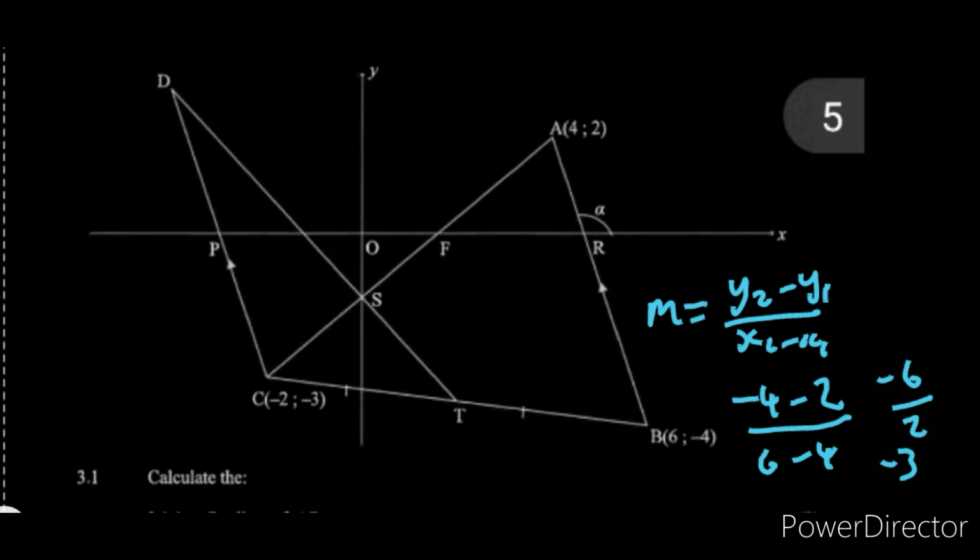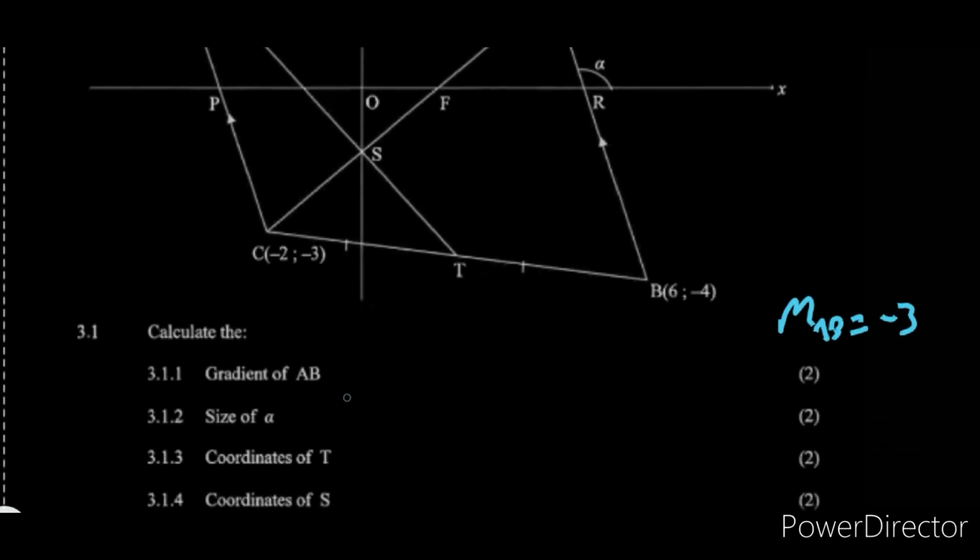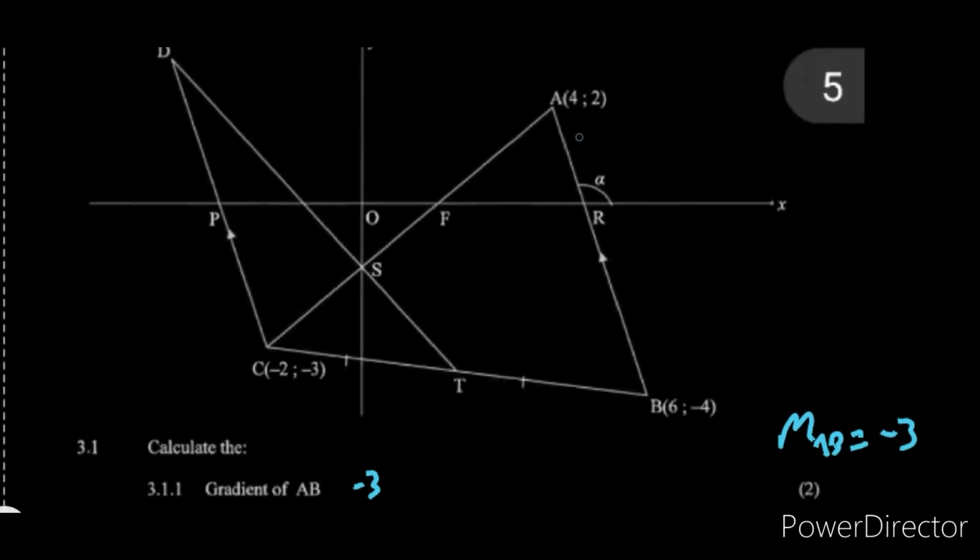So this is how we know we're correct. The gradient of AB is -3. So we already have the first answer. Then they ask you for the size of angle A. They did it on purpose. They wanted us to calculate this so that we can end up using that to calculate that.